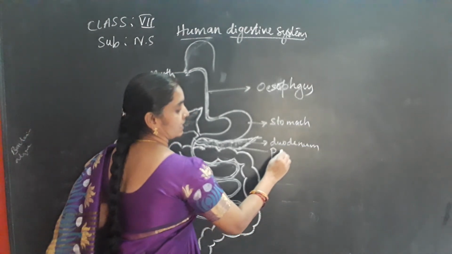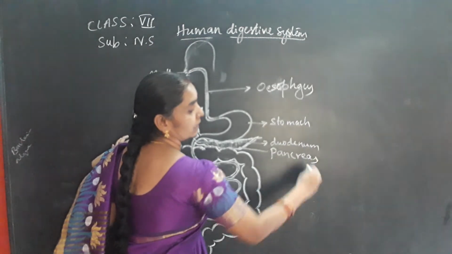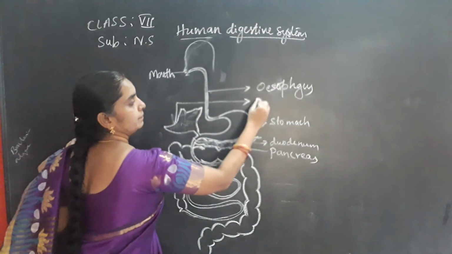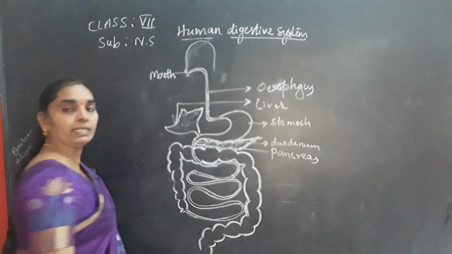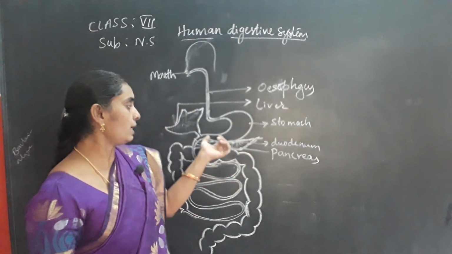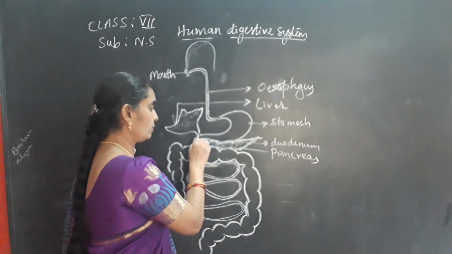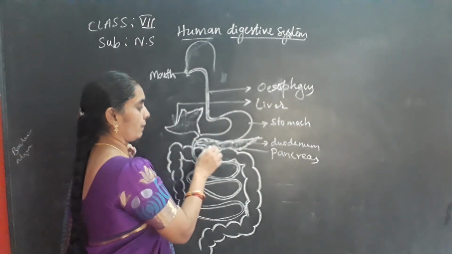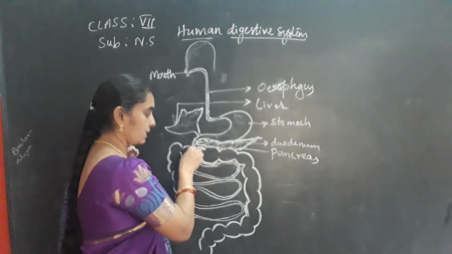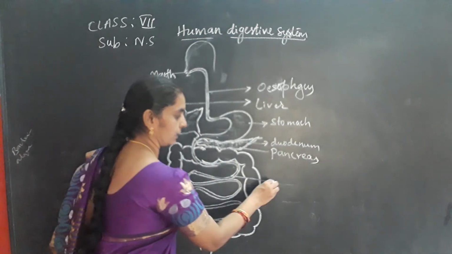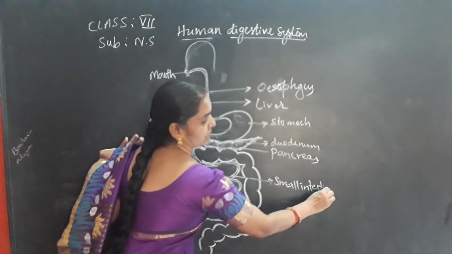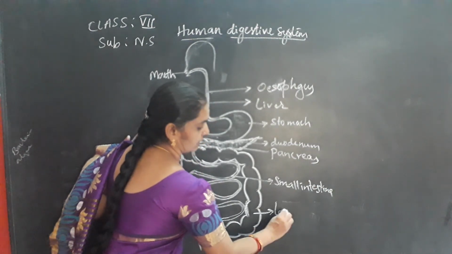These are the various glands present which secrete the digestive juices. This is the liver, the largest gland in our body. The liver produces bile juice, and the pancreas produces pancreatic juice. These are the digestive glands. Okay, so this is the stomach. From there, the food digests in the stomach and reaches the small intestine. These are the small intestines, and from the small intestine, it reaches the large intestine.